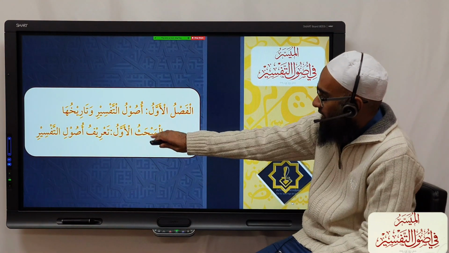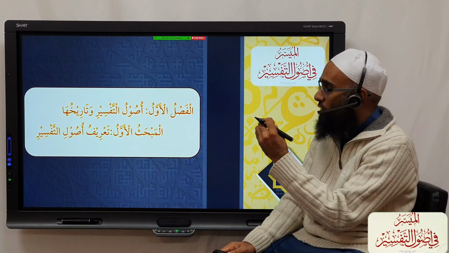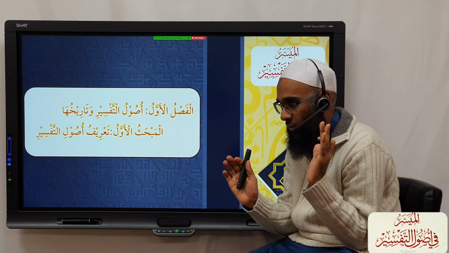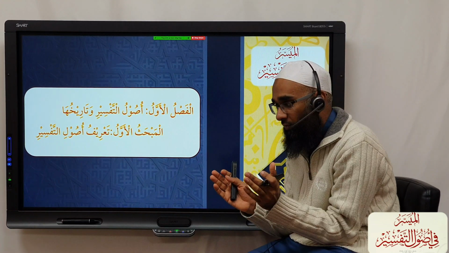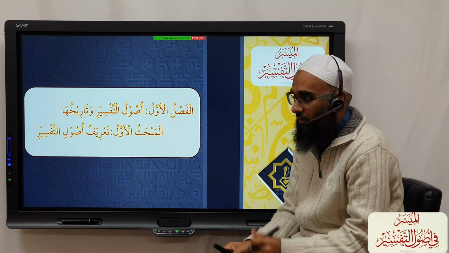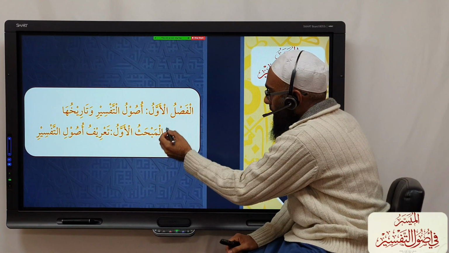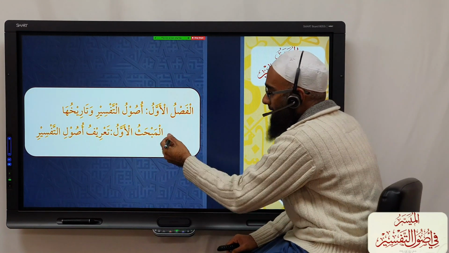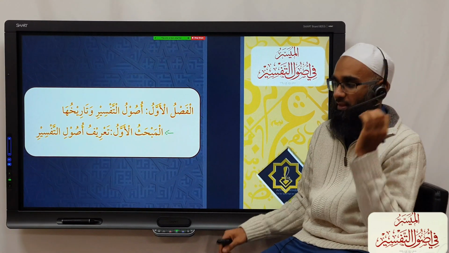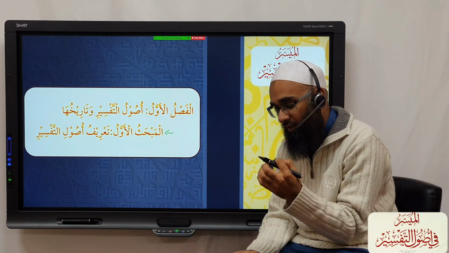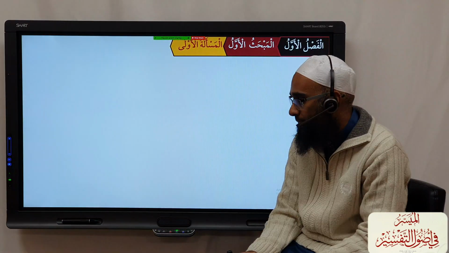Okay, so the first section we have here is Al-Fasl al-Awwal, Usool at-Tafseer wa Tarikhuha. That's our first section. So what is Usool, what is Tafseer, what is Usool al-Tafseer, and the history of Tafseer. Within each fasl, we have 2 mabhath in this section, 2 subheadings. The first discussion is Ta'reef Usool al-Tafseer. That's what we're discussing today. How do we define Usool al-Tafseer?